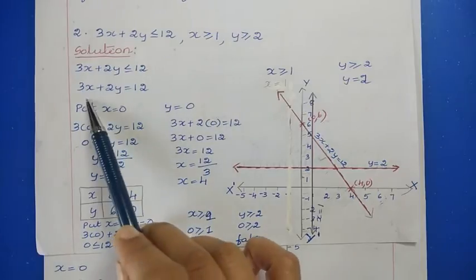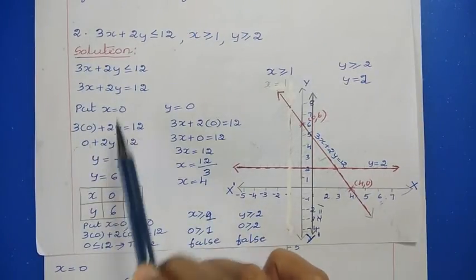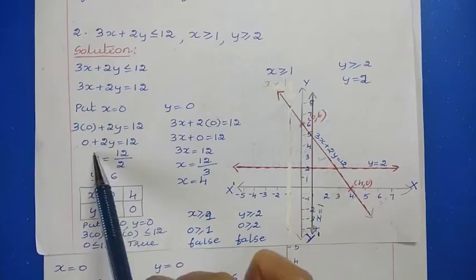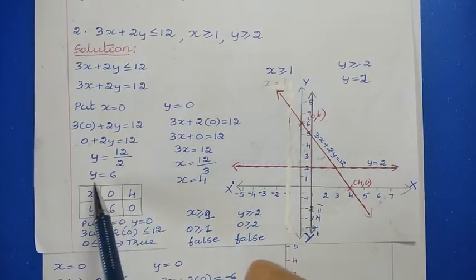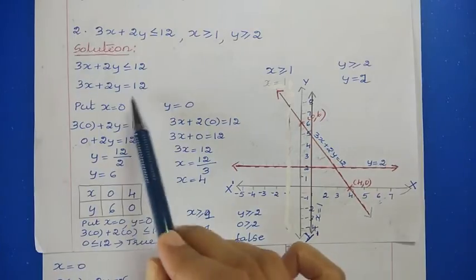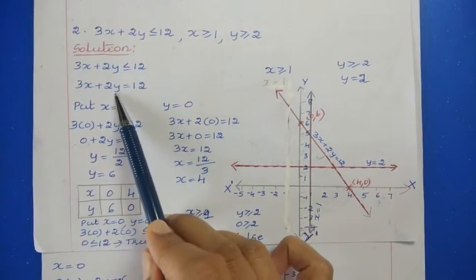If I put x is equal to 0, I get 3 into 0 plus 2y is equal to 12. 0 plus 2y is equal to 12. That is y is equal to 12 divided by 2. Y is equal to 6. Next, put y is equal to 0 in this equality statement.